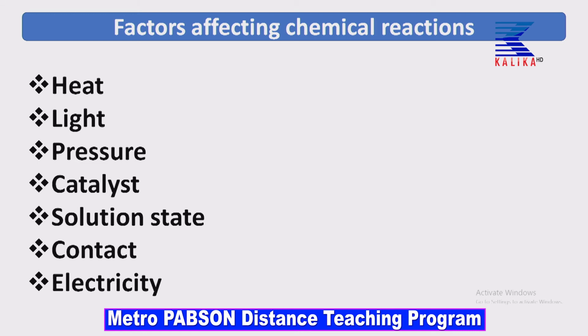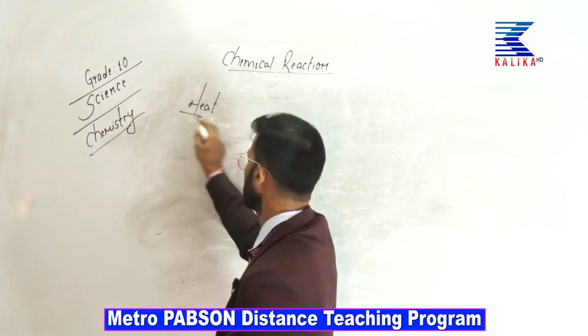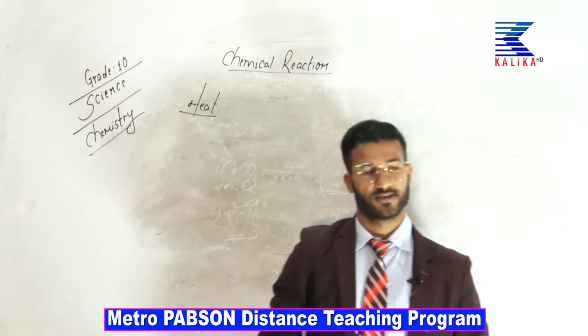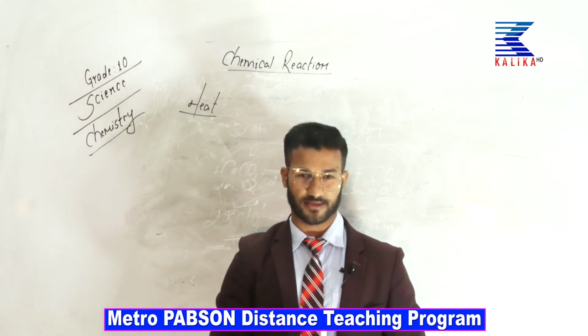There are some factors listed which affect the rate of chemical reaction. The very first is heat. Heat affects the rate of chemical reaction. How does heat affect it? Let me explain.